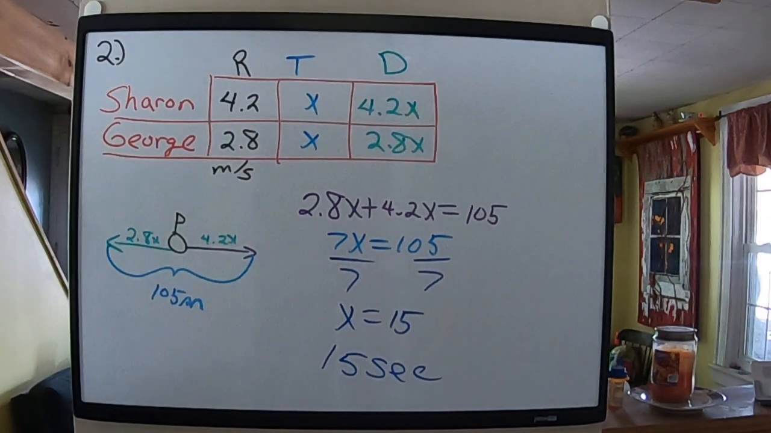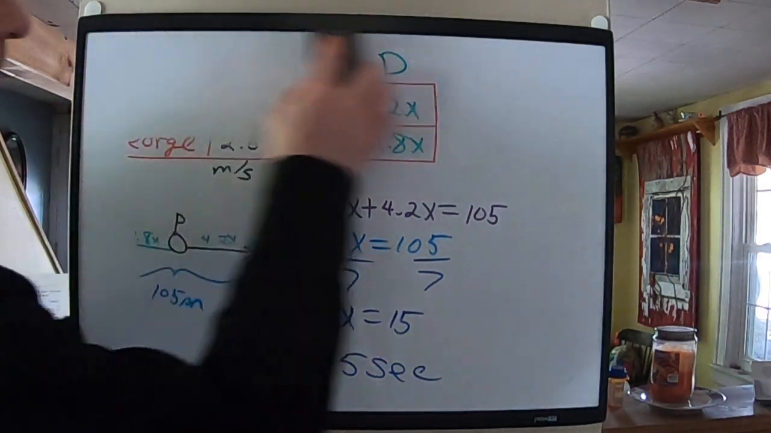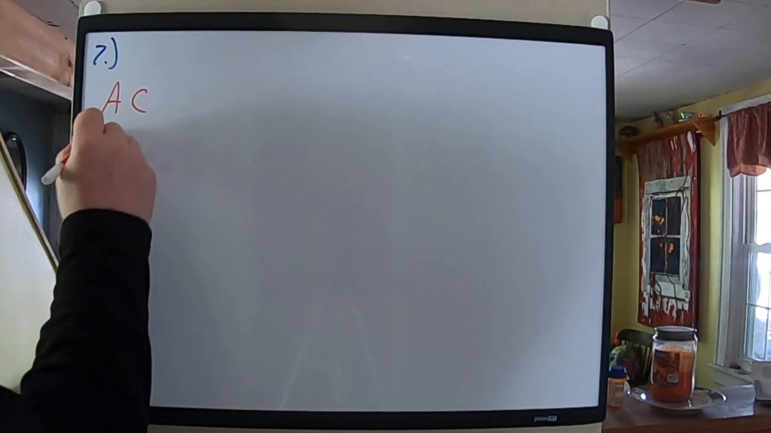Next one I'm going to do is number 7. I'm trying to do one of each of the types of problems that you can see on these. In number 7, it says an aircraft carrier and a destroyer leave the same port at 6 a.m., sailing in the same direction. So aircraft carrier and destroyer.